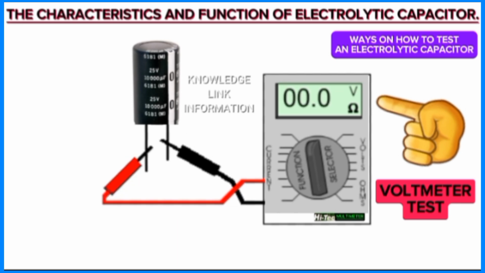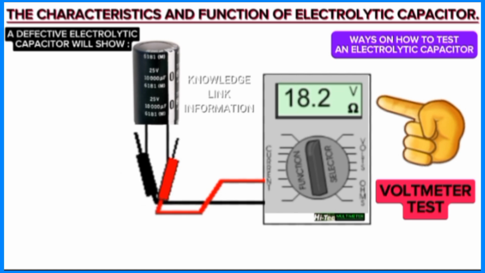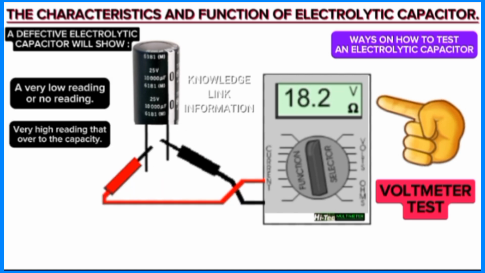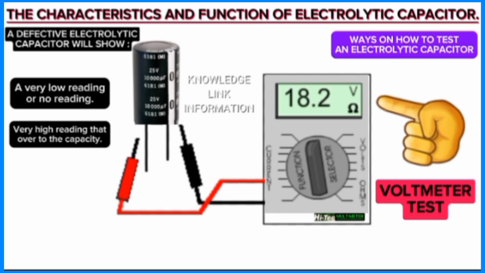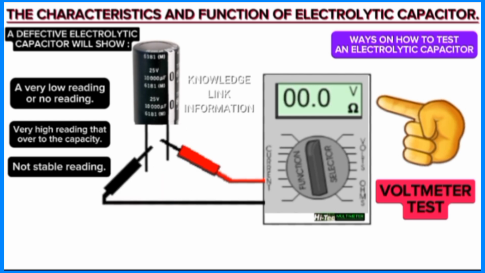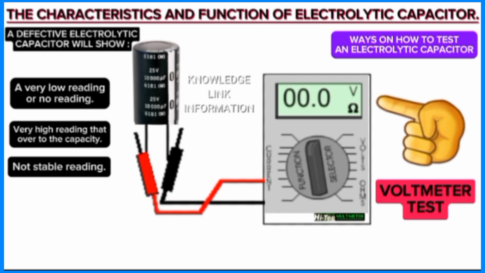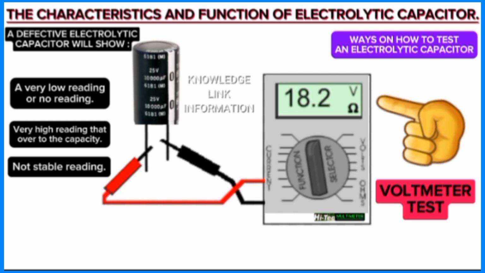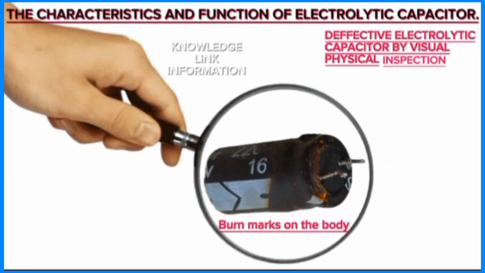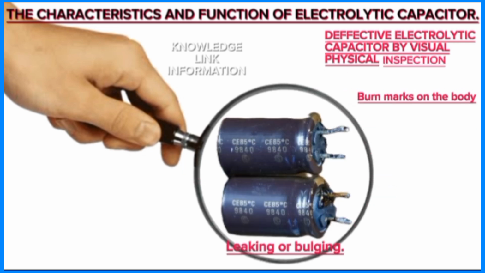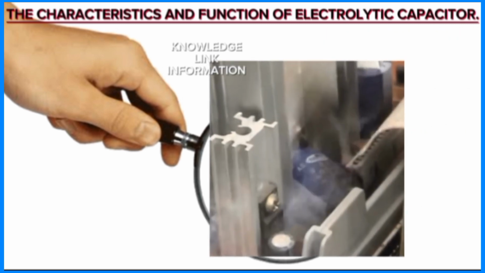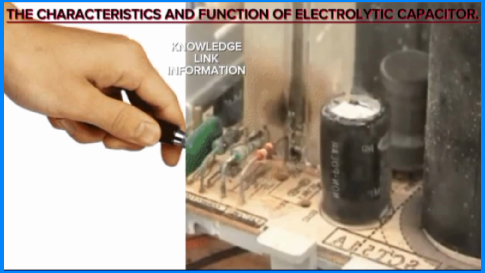A defective electrolytic capacitor will show a very low reading or no reading, a very high reading over its capacity, or an unstable reading. Another symptom of a defective electrolytic capacitor can be seen in its physical state during inspection, like burn marks on the body, leaking or bulging, getting hot during operation, and other physical symptoms.